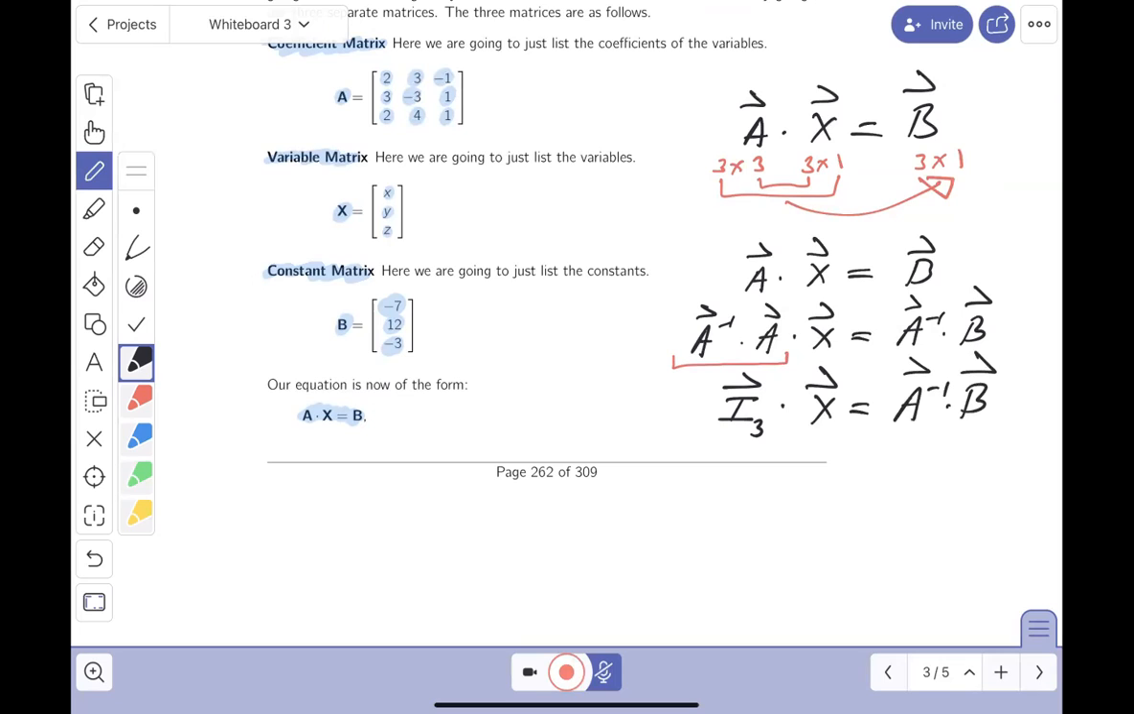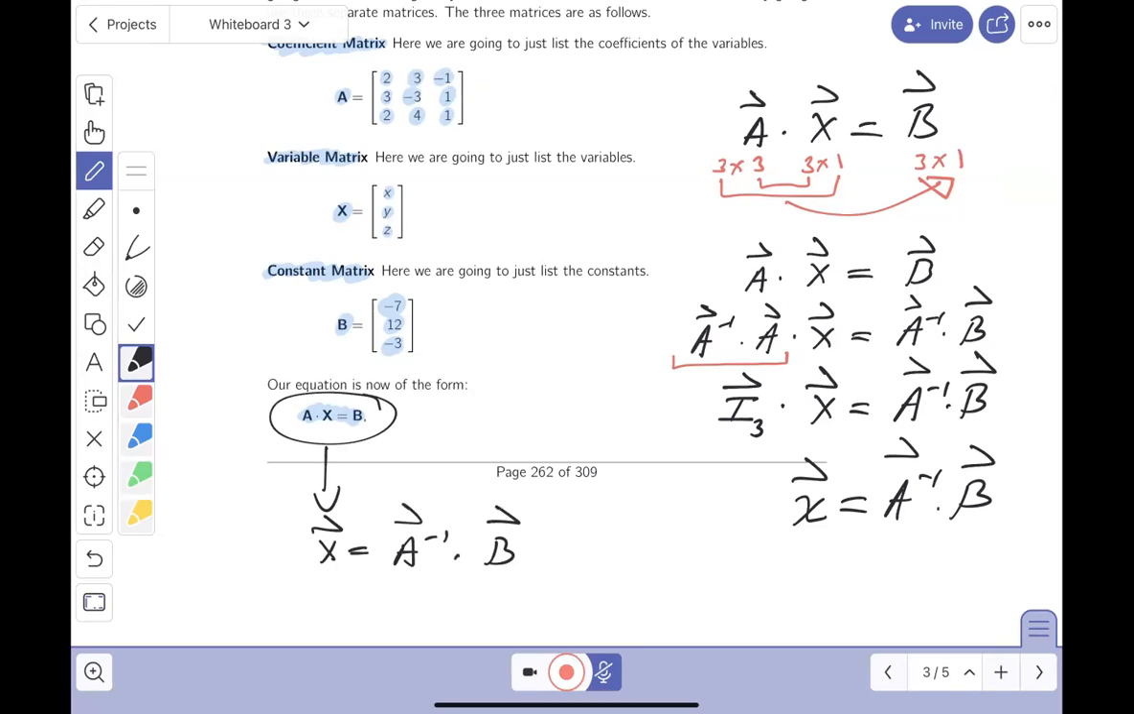What's I times X? It's just X. So this problem really boils down to, do you know A's inverse and are you willing to multiply it onto the B? And I say yes. So if I see this, I can immediately write down that the answer to the problem is going to be A inverse times B. I can immediately write the answer down. What's the problem? Finding the inverse.